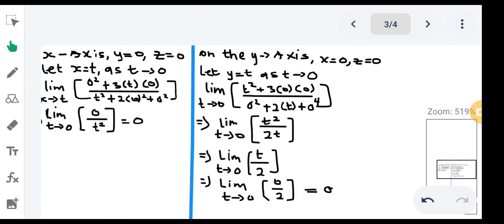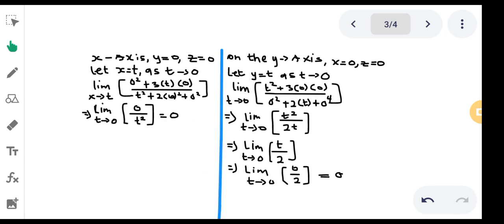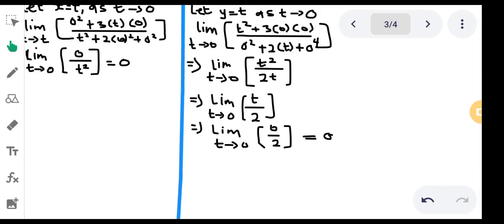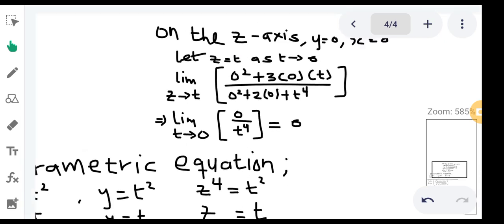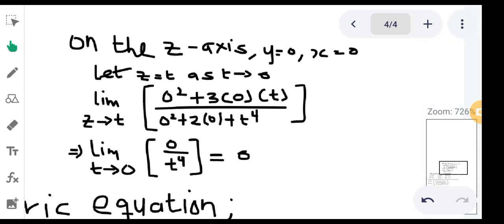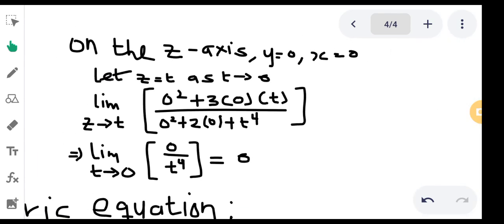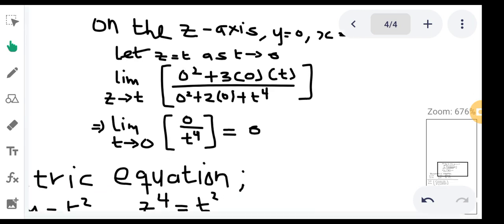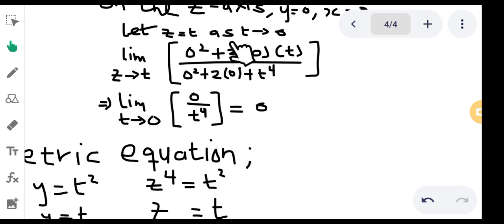Let's see the next one, that's the z-axis. On the z-axis, y is equal to 0 and x is equal to 0. So just make that substitution into our equation. Then we let z be equal to t, and we assign t to approach 0. That's the substitution I've made here. So you are going to get 0 over t to the power 4, which is 0.